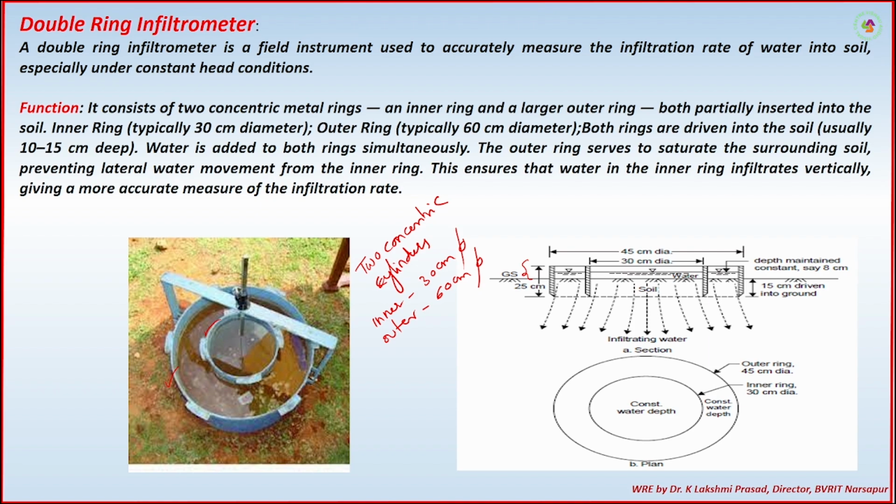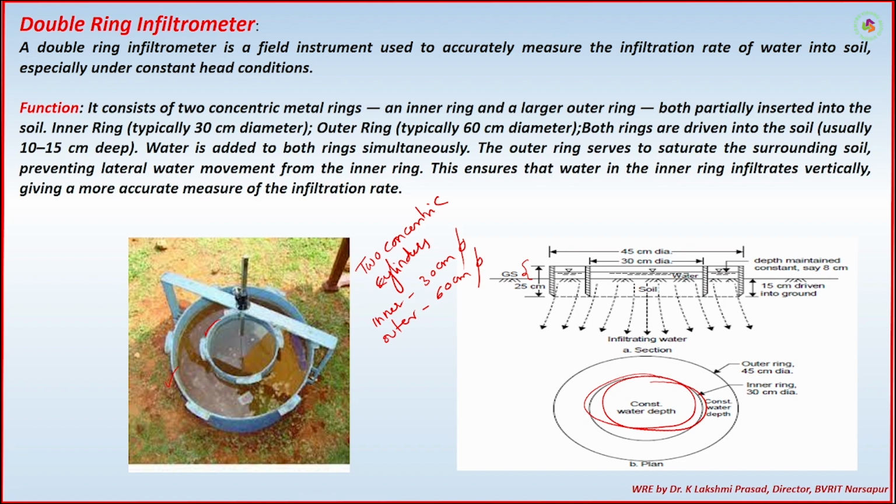So now in this method also it is the same. Both the cylinders we filled with water, inner cylinder and outer cylinder. And we followed the same method whatever we have done in the single ring infiltrometer. But our concentration now is on the inner one, not on the outer one at all. The inner one is more important. We maintain constant head in the inner cylinder actually.